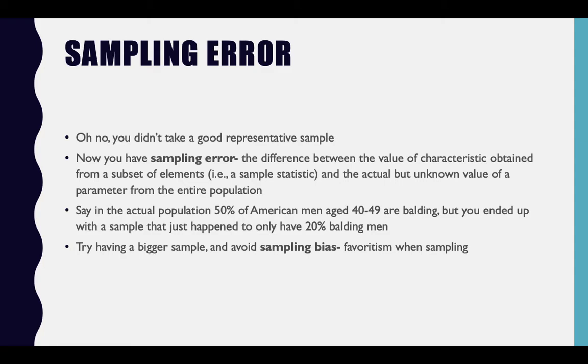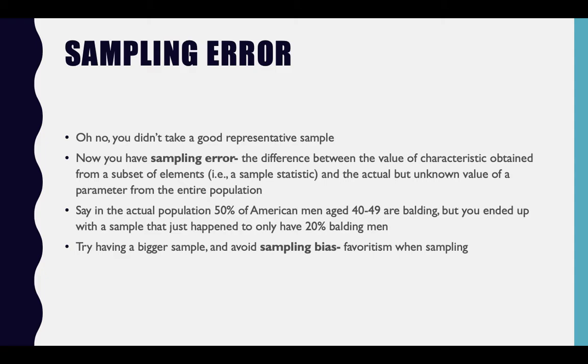So, for example, let's say in the actual population, 50% of American men aged 40 to 49 are balding, but you ended up with a sample that happened to only have like 20% balding men. Well, that's not really representative of the population as a whole, so you've got some sampling error.